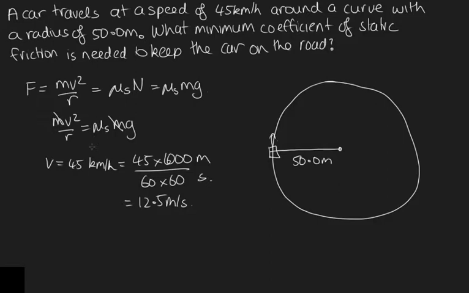And so what we're trying to work out is mu s. So we can rearrange this. We've got mu s is equal to v squared on rg, and so this is equal to 12.5 squared over 50 times 9.8, and solving that on the calculator we get 0.32. So that's the coefficient of static friction that we need.